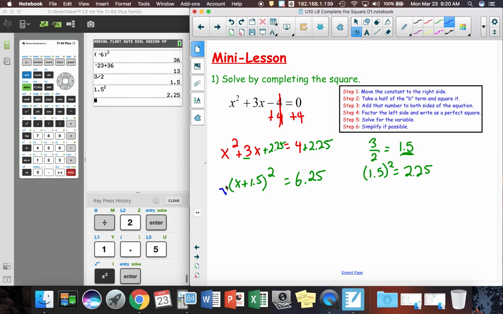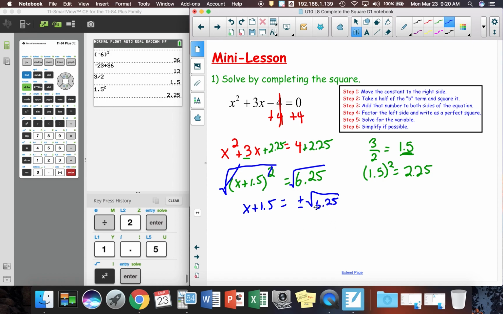And then we just solve. Now we take the square root of both sides. We're left with x plus 1.5 equals plus or minus the square root of 6.25.